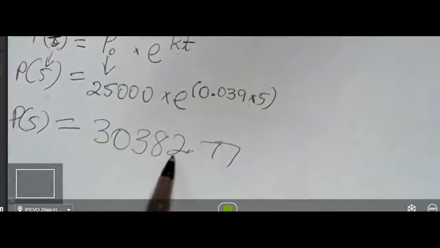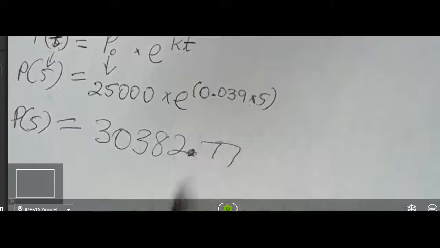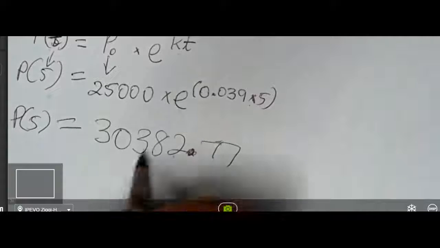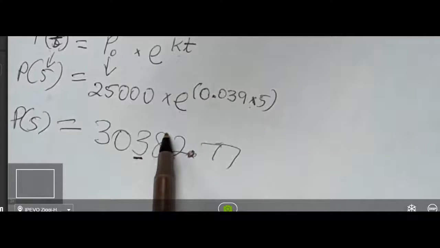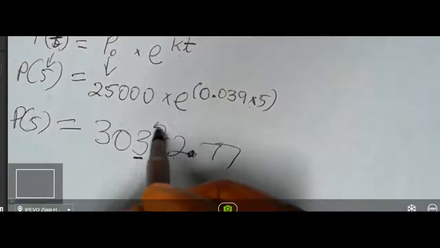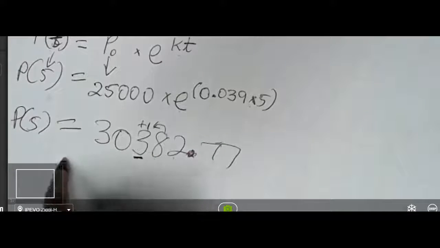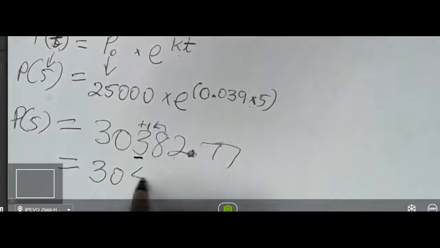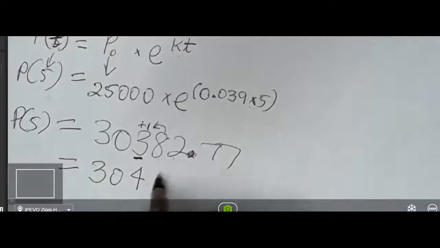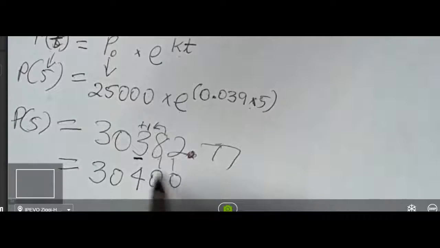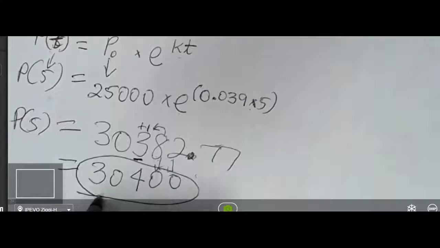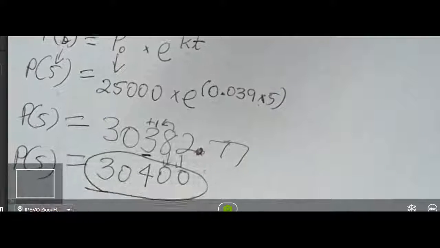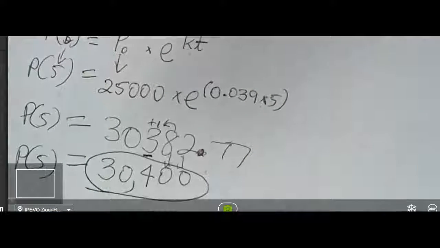So for the hundreds place, we identify the number in the hundreds place. This is the ones place, that's the decimal, ones, tens, hundreds. So 3 is in the hundreds place. Our number has to end here. But then we need to look at the digit to the right and see if it is 5 or more. If it is 5 or more, we round up, so we add 1 to 3. So that's going to be 304 now, and then we put 0 on every other place. We don't need the decimal. That's our answer. So P of 5: in 5 years, there will be 30,400.